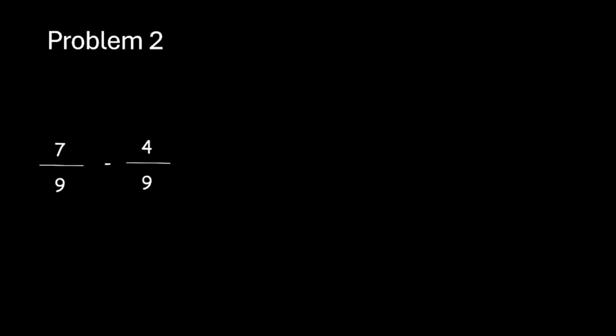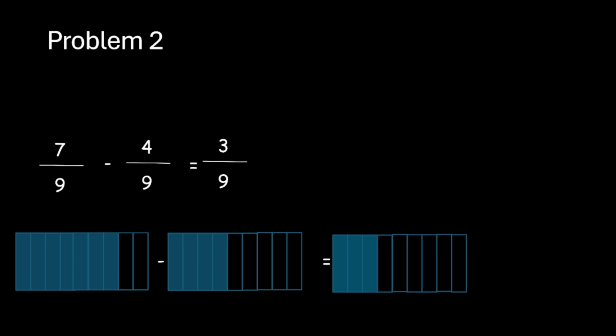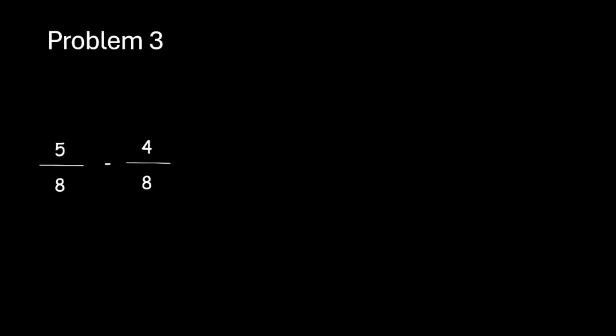So problem number 2, we have 7 over 9 minus 4 over 9. Same rule, you subtract the numbers in the numerator. When you do that, you're going to get 3 over 9. You can see that 7 out of the 9 boxes are shaded in, and we are subtracting 4 out of the 9 boxes which are shaded in. When we subtract, you're going to get 3 out of the 9 boxes shaded in. So you're going to get 3 9ths.